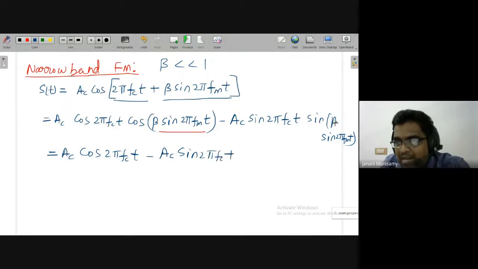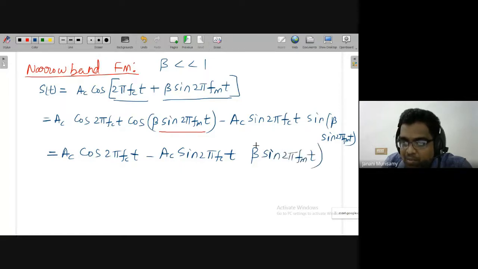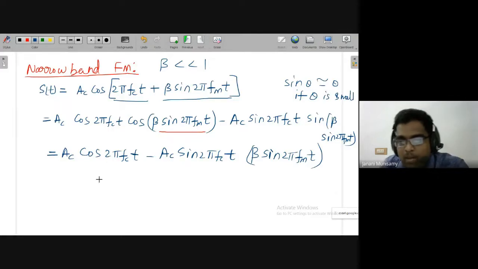When beta is much small, beta sin 2 pi FMT is also small. Sin of theta, if theta is very small, sin theta is equal to theta. So that's why I will write only the theta component, that means beta sin 2 pi FMT. So why am I writing like this? Sin theta is equal to theta if theta is small.